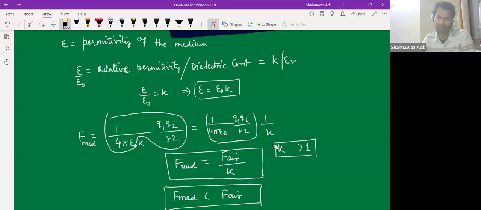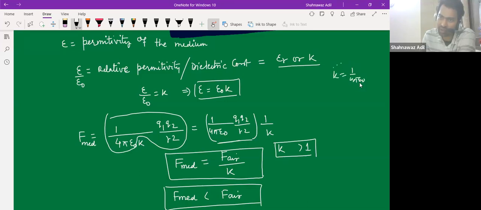I have written this as K slash E, which means K or ER, dielectric constant, relative permittivity or dielectric constant. And remember this K and K equal to 1 by 4 pi epsilon naught. These are two different values, right?